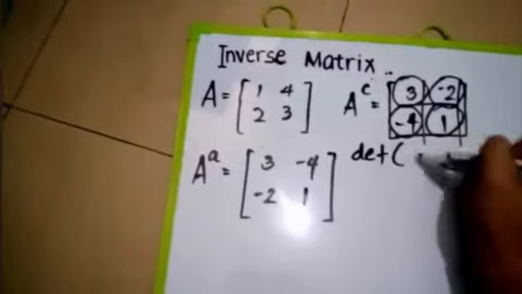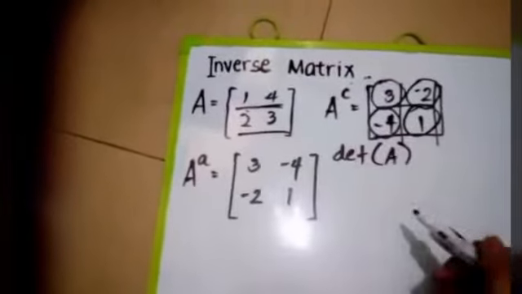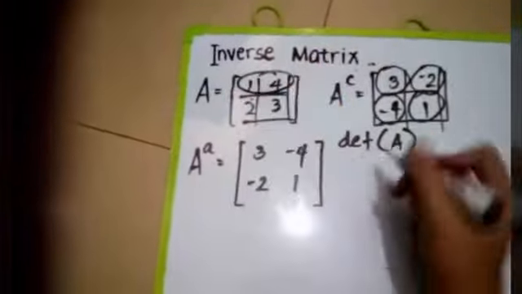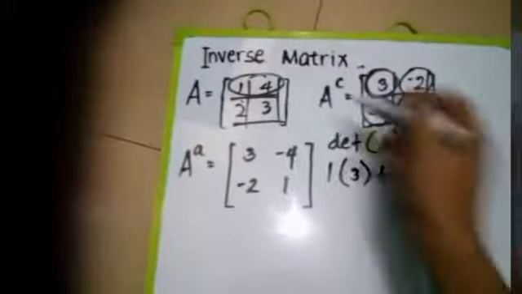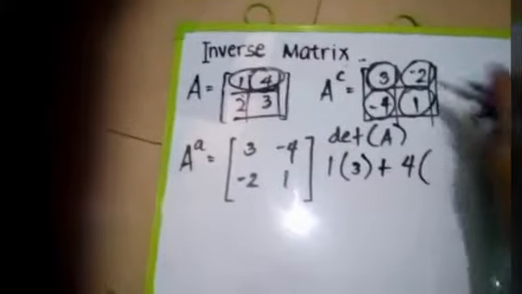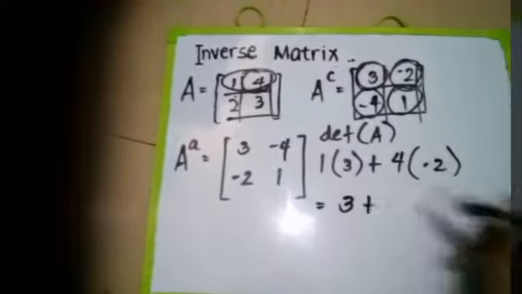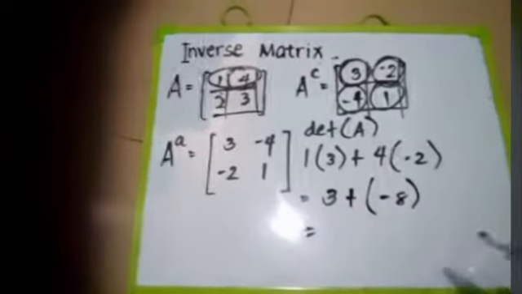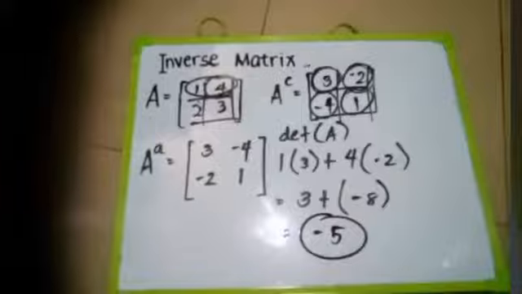Next, find the determinant of A. Before we get the determinant of A, we need to choose whether it's the first row, second row, first column, or second column. And we choose the first row: 1 times its cofactor 3, plus 4 times its cofactor, negative 2. Next, simplify. 4 times negative 2 is negative 8. And simplify: 3 plus negative 8 is equal to negative 5. Negative 5 is our determinant of A.